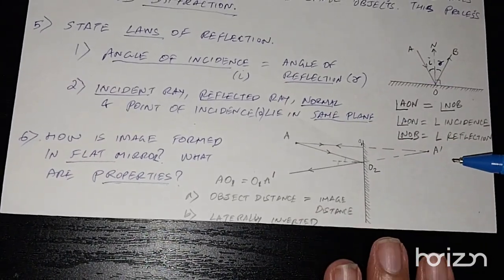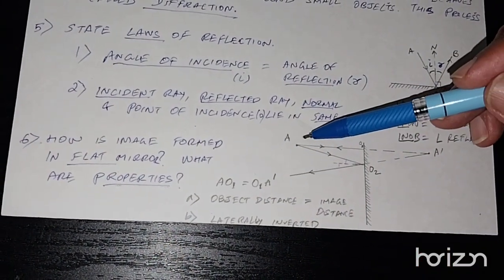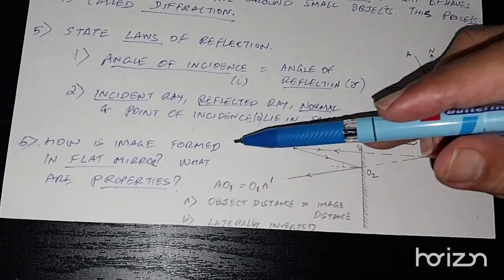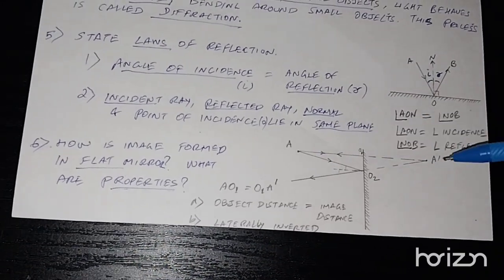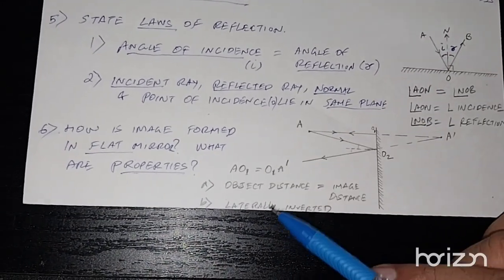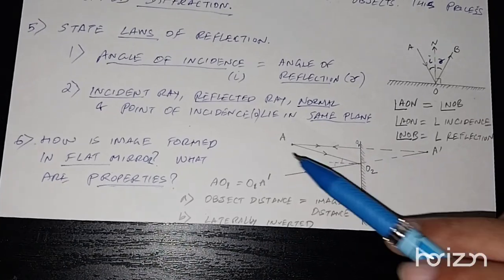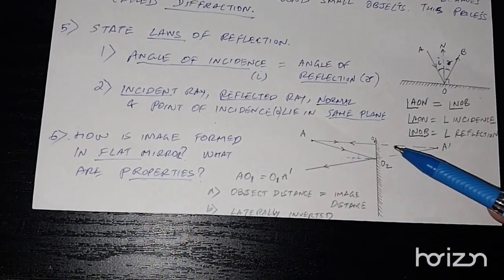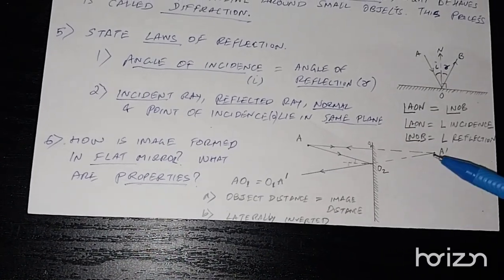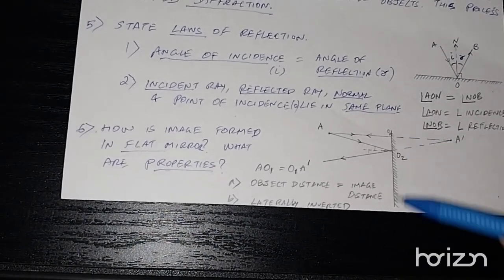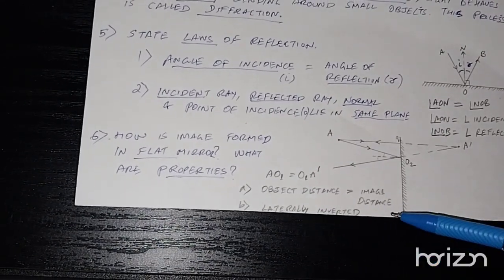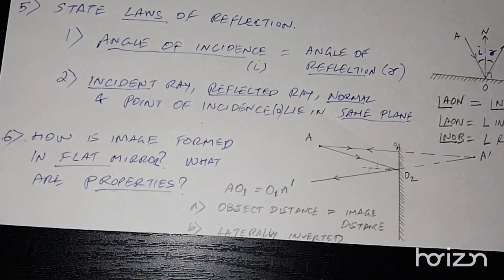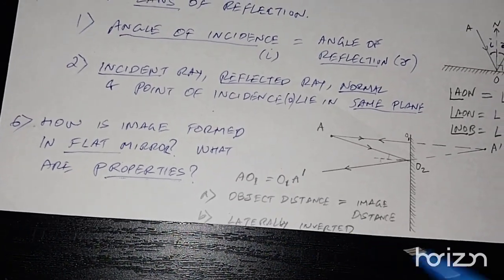Okay, this image is at the same distance that the object is from the flat surface. So the farther you go, the farther the image goes. The closer you come, the closer the image also comes. So the object distance is equal to the image distance. That is, the distance of the object from the surface of the flat mirror is equal to the distance of the image from the flat surface. Okay, and it is laterally inverted. That is, your left becomes the right of the image, and your right becomes the left of the image. So it is laterally inverted.